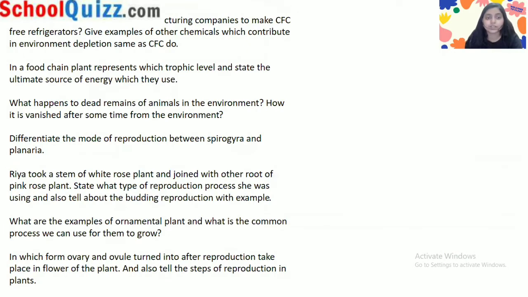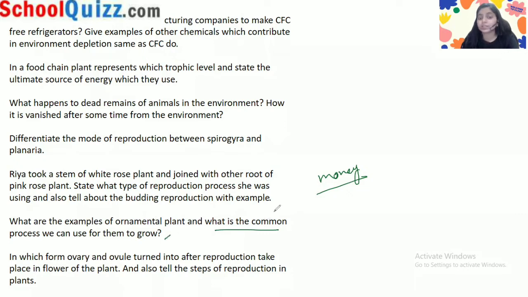What are examples of ornamental plants, and what is the common process we can use for them to grow? What is this question asking? It is asking for examples of ornamental plants. What is an ornamental plant? The plant which we use for decoration purposes, like the money plant. There are various types of plants we can use for decoration, and these are called ornamental plants. And what is the common process we can use for them to grow?